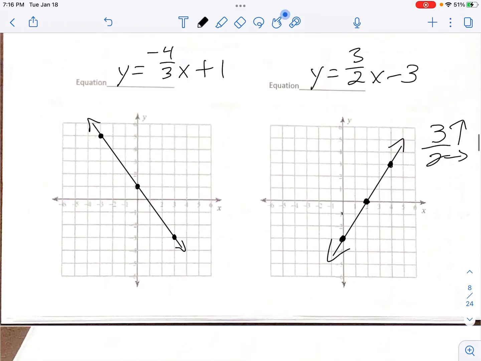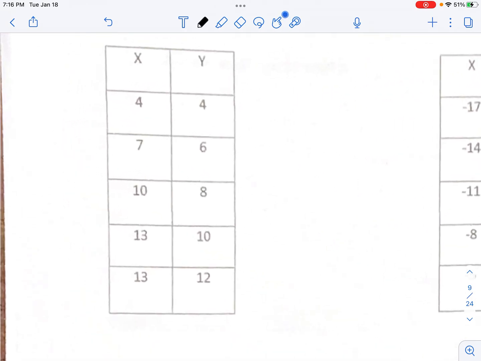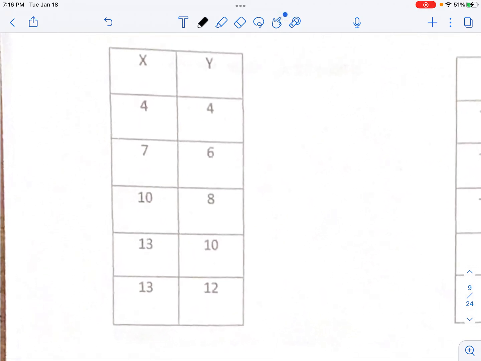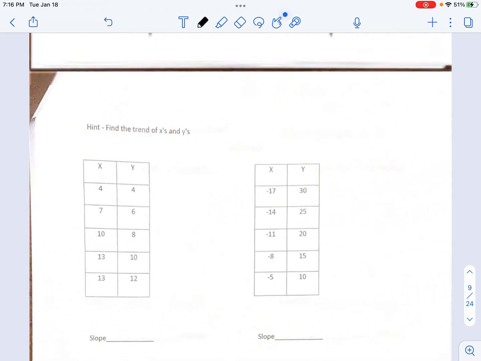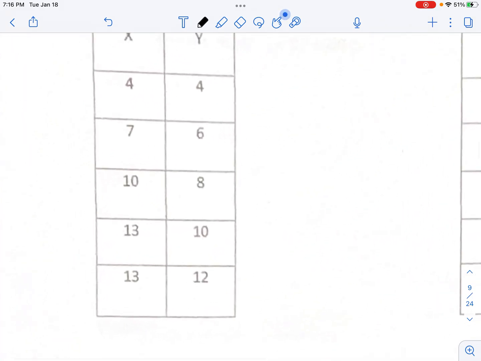All right, next, okay? Now I'm actually going to change the numbers in these because these are wrong, okay? So on this particular problem, let's go ahead and change this to 21, 18, 15, 12, 9.